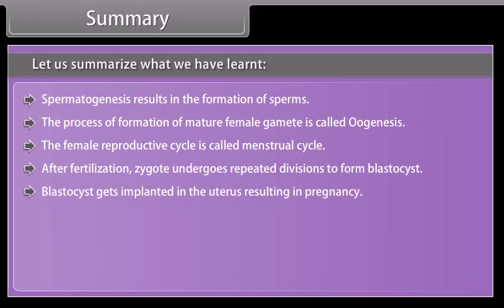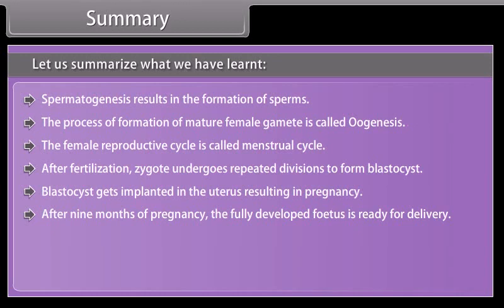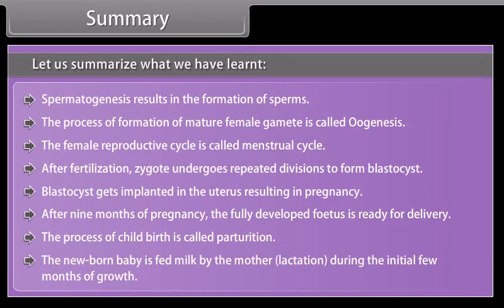Blastocyst gets implanted in the uterus, resulting in pregnancy. After 9 months of pregnancy, the fully developed fetus is ready for delivery. The process of childbirth is called parturition. The newborn baby is fed milk by the mother, or lactation, during the initial few months of growth.